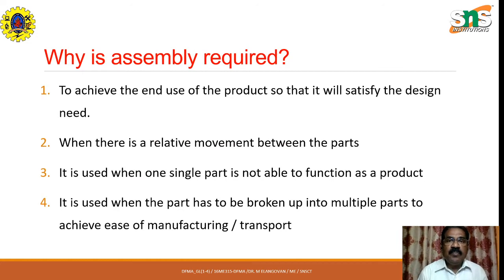Why is assembly required? To achieve the end use of the product so that it will satisfy the design need. Every design comes up to satisfy a particular need, and to achieve this need, these products are made. When there is a relative motion between the two parts, we have to have multiple components, and so there must be an assembly there. It is used when one single part is not able to function as a product. Yes, that is why we go for multiple parts. It is used when the part has to be broken up into multiple parts to achieve ease of manufacture or ease of transport, etc.